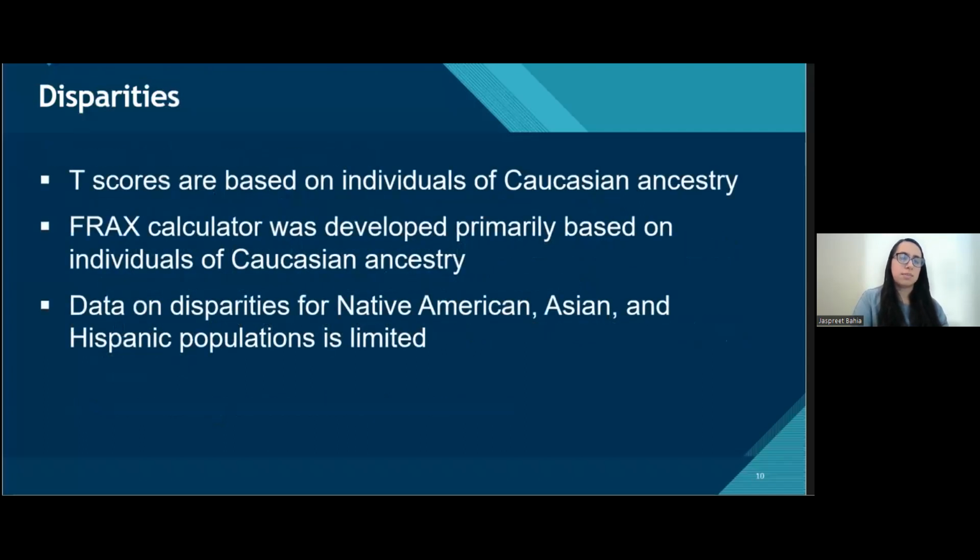A couple more notes on disparities. T-scores are based on individuals of Caucasian ancestry, so there is thought that they underestimate the risk of fracture for individuals of the African and Hispanic populations. The FRAX calculator was developed primarily based on individuals of Caucasian ancestry, so there is thought that the FRAX calculator underestimates the risk of fracture for individuals who identify as Asian, Hispanic, and African American. I also just want to make note that data on disparities for Native American, Asian, and Hispanic populations is limited, so more research needs to be done in this area as well.